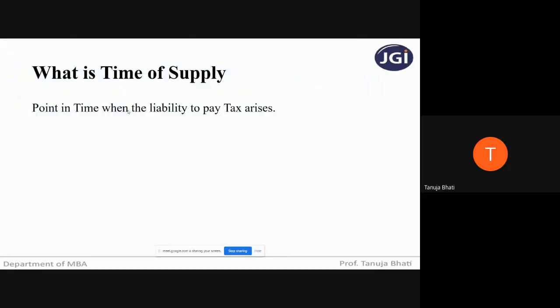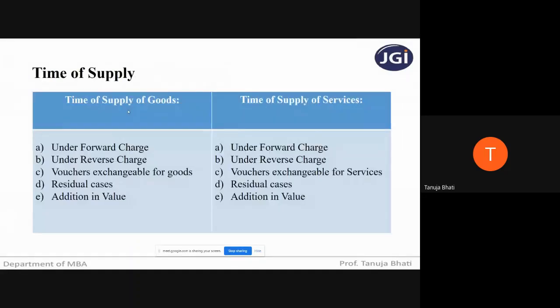So what is time of supply? As I told you in my earlier lecture, it is the time when the liability to pay tax arises on the supplier. Time of supply of goods and time of supply of services are different. Under time of supply of goods, you have it under forward charge, where the supplier is liable to pay. Then you have it under reverse charge, where the recipient is liable to pay. Vouchers exchangeable for goods, residual cases, and addition in value.